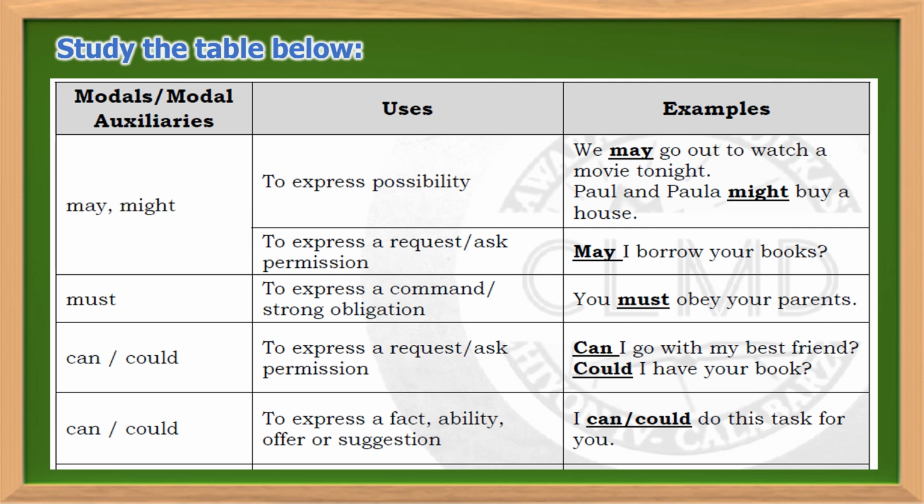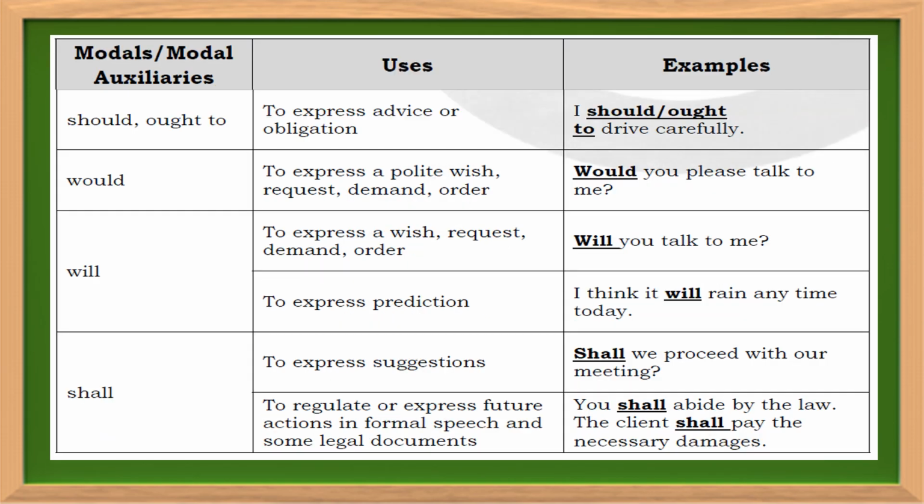Can, could. Used to express a request or ask permission. For example, can I go with my best friend? Could I have your book? Can, could are also used to express a fact, ability, offer, or suggestion. For example, I could do this task for you. Should, ought to. Used to express advice or obligation. For example, I ought to drive carefully.